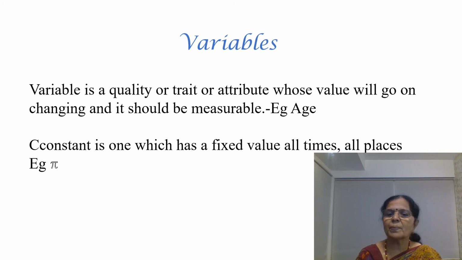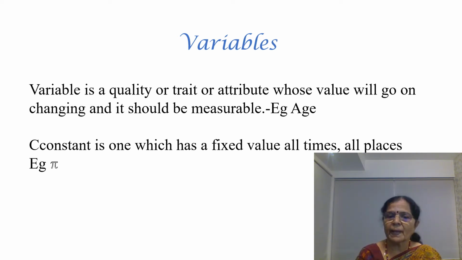Age, for example, take age. Age is an attribute which can take the value of 1 year, 2 years, 3 years, or even 1 year and 2 months, or 2 years and 3 months, so on and so forth. Another example for variable is your height, which can vary from 1 centimeter to 200 centimeters or anything. So a variable should fulfill both the conditions. Even if one of the condition is missing, then it cannot be a variable.